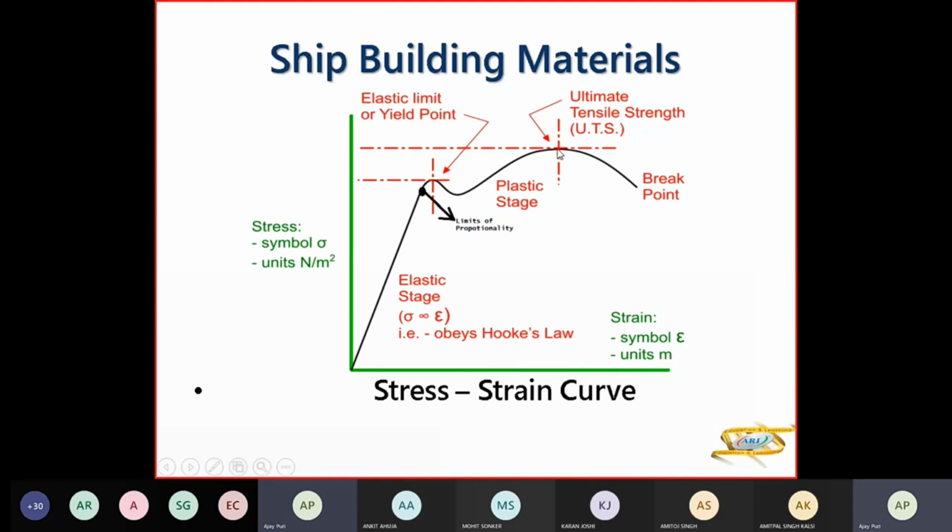So UTS is this point. This is the break point. Stress will be in Newton per meter square. Strain will be dimensionless.